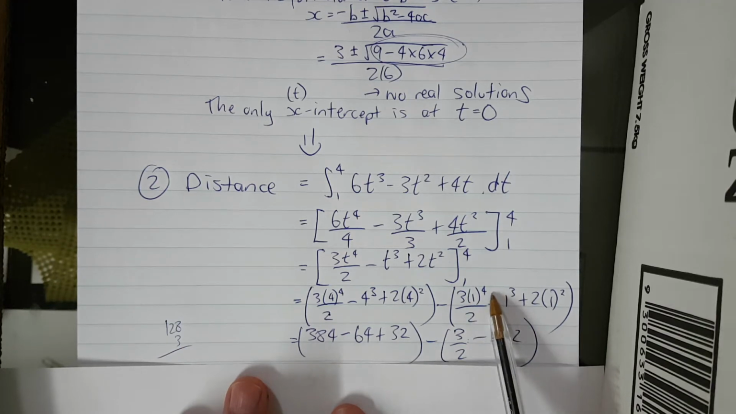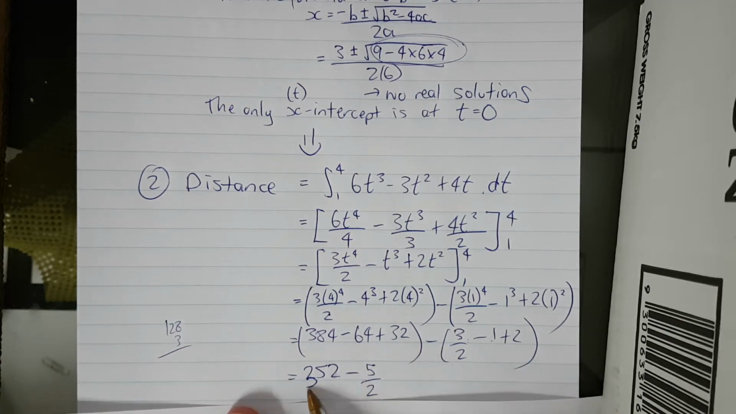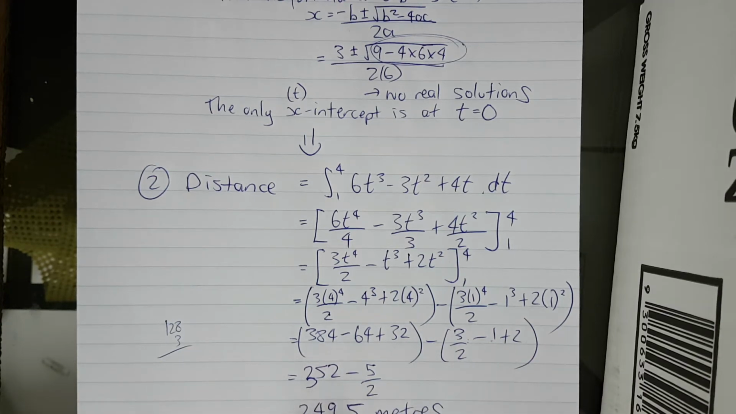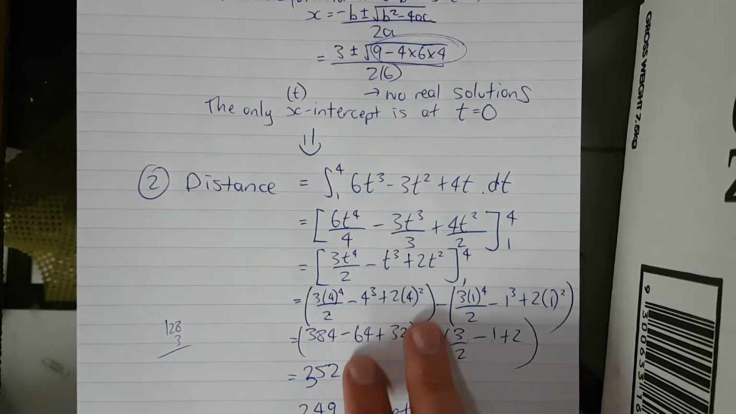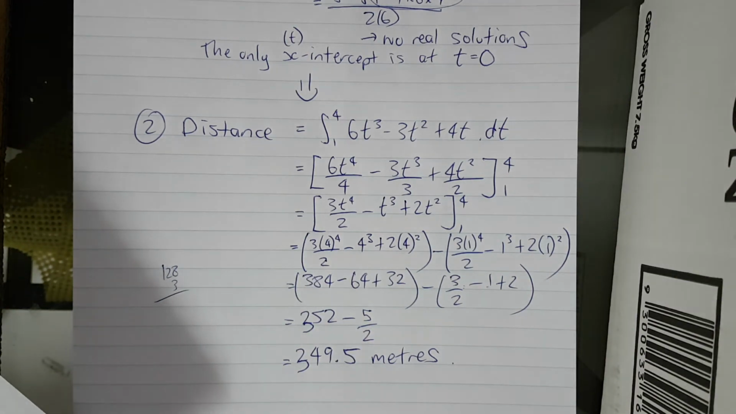Here, 1 to the power of 4 is just 1, so it leaves us with 3 on 2. 1 to the power of 3 is just 1. 1 squared is 1, times 2 is 2. If you wanted to be really special about it, you could then go, well, that's 320 plus 32, so 352. Here, that's effectively saying 3 on 2 plus 1, which will give you 5 on 2. That's 2.5. You get 349.5 meters.